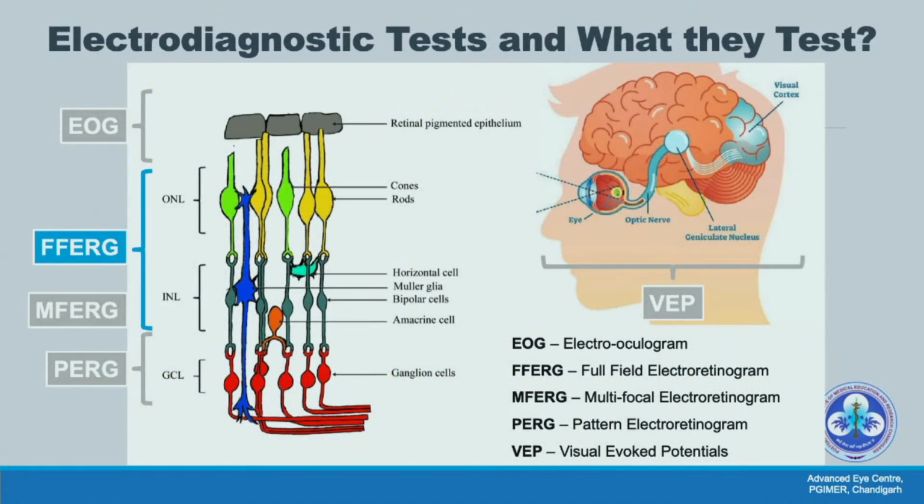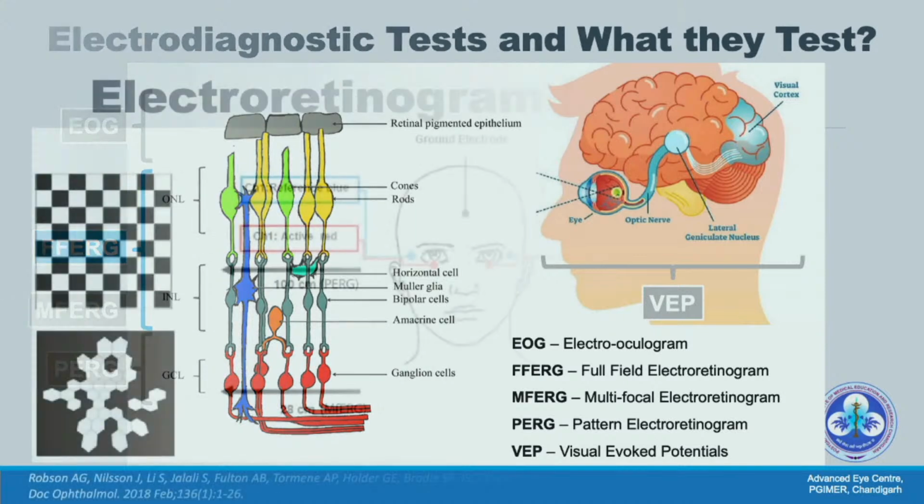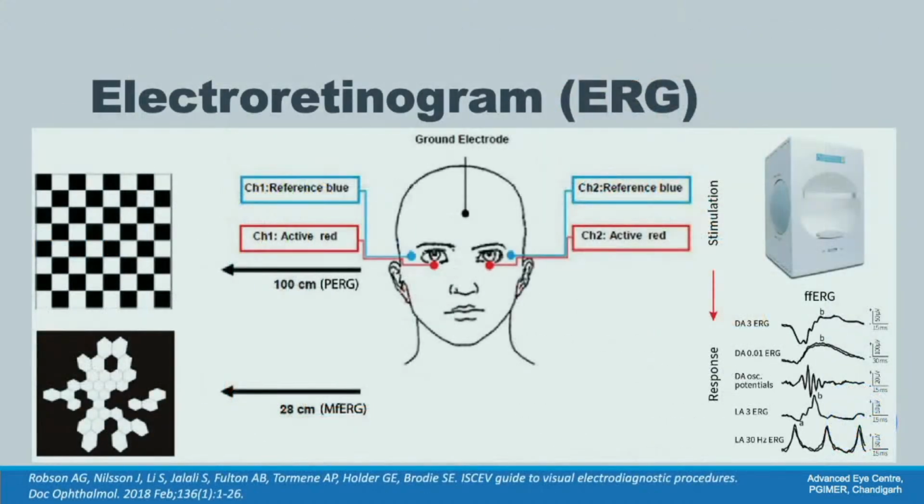Coming on to the retina, the electroretinogram is going to tell us about it. There are three types that are possible, as I told you. The first is the full field ERG, where you use a Ganzfeld. Ganzfeld basically means the whole field. So the patient sits just like in visual field testing.